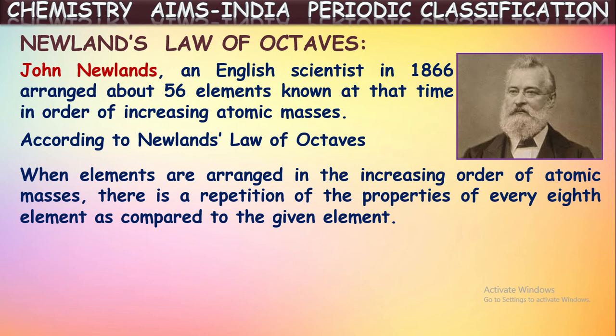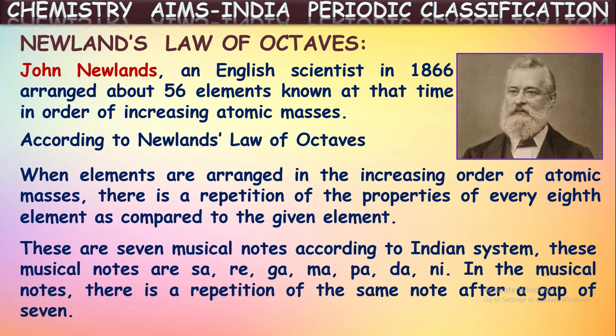So what he did was arrange all the available elements at the time in the increasing order of their atomic masses. Then after arranging like this, he observed that the properties of an element resemble the consecutive eighth element to it. Okay. In that way, he arranged these eight elements as one set and he called those one octave.